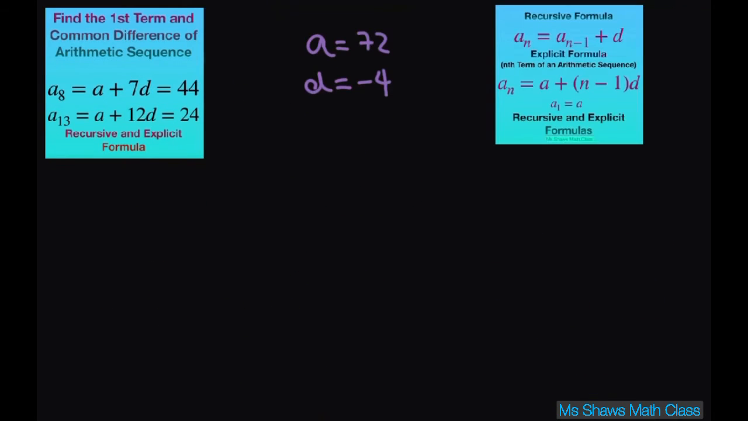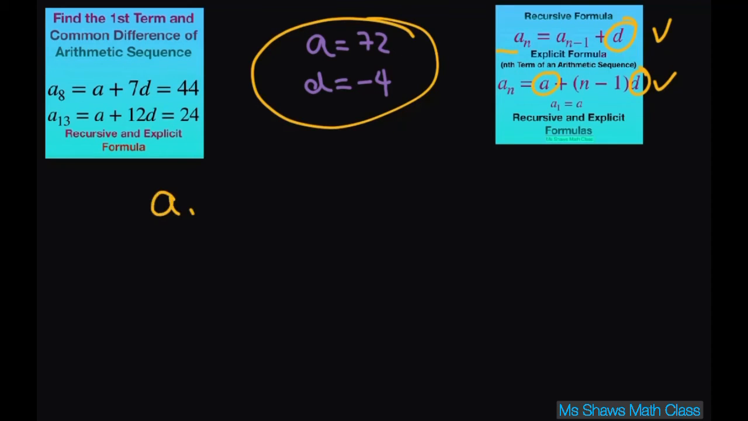Yep. All right. So now that we have our a and d, we're just going to fill out these two formulas: the recursive with just the d, and the explicit formula with the d and the a. So for the recursive formula, just write a sub n equals your previous term minus 4. Your common difference is negative 4, or plus a negative 4.